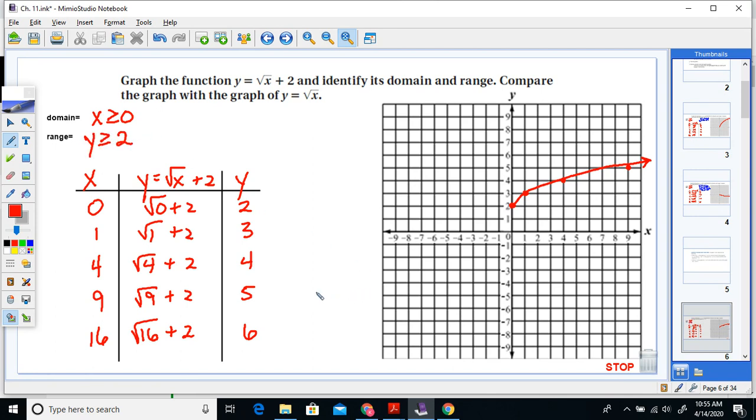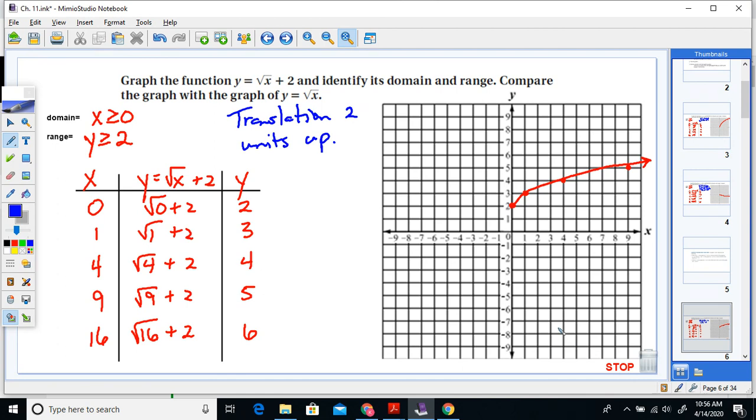Now when we compare it, the only difference is this plus 2 at the end. And if you can see, all it did was shift it upward 2 units. It's called a translation. 2 units up because it was plus 2. If it was minus 2, it'd be 2 units down.